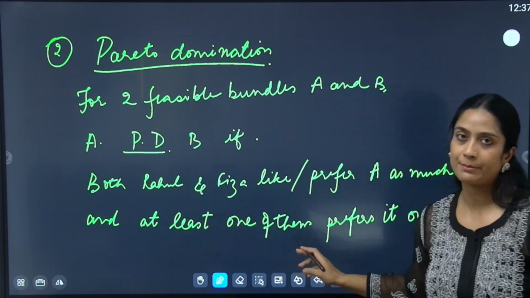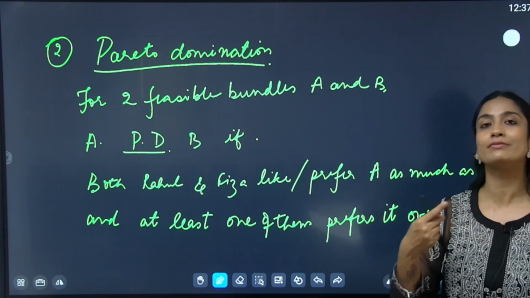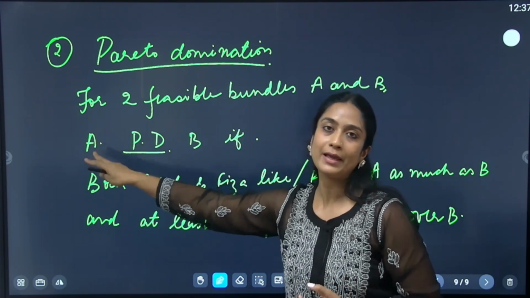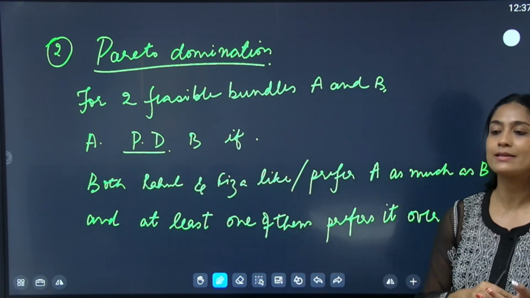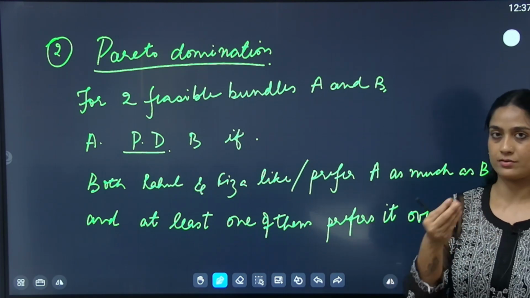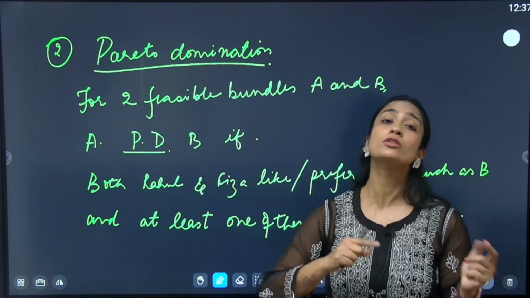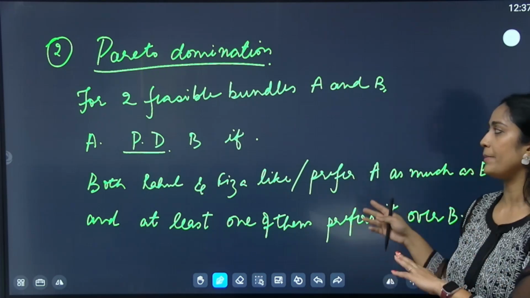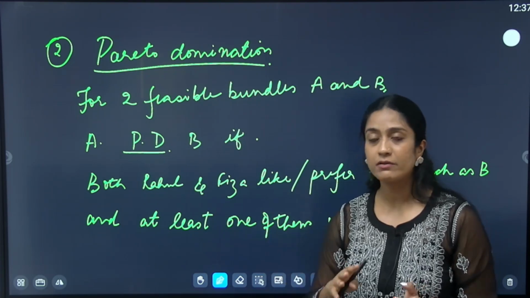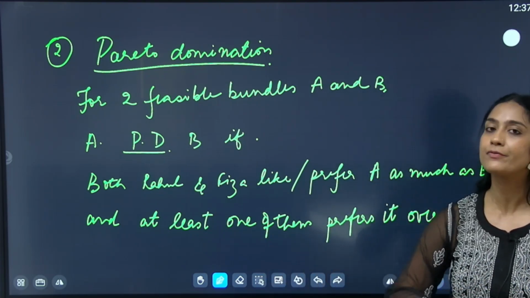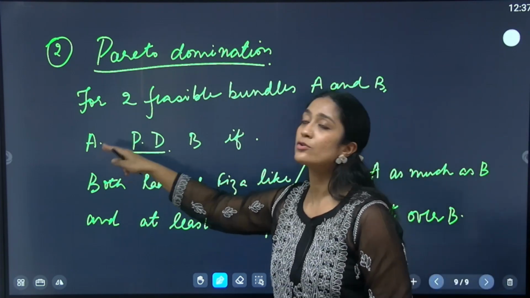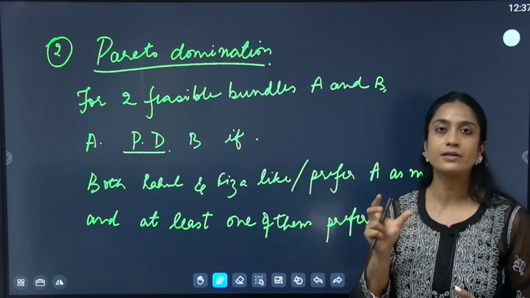At least one of them. It could just be the case that both of them prefer their bundles under allocation A as compared to B. But it is sufficient that only one of them prefers. So it's not required that both should be better off at A as compared to B. Even if one of them is better off at A, and the other one is not worse off, is indifferent, then we say that A Pareto dominates B.